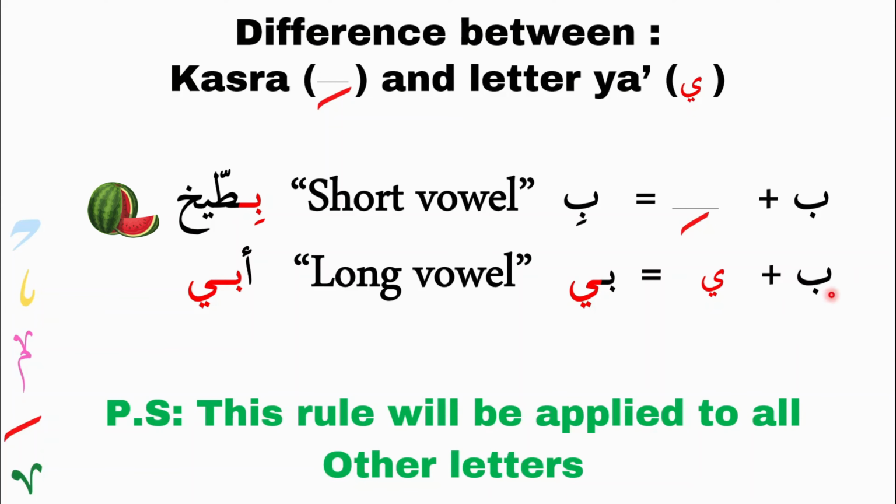But if I have the letter ba attached to the letter ya, it will give us long vowel, and the sound will be bee, as in the word abi, which means my father. So the big difference between them is ba with kasra give us short vowel bi, ba with ya will give us long vowel bee.